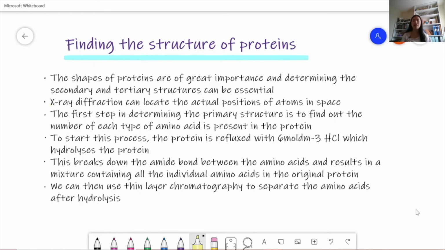Now we're going to look at how to find the structure of proteins. So the shapes of proteins are of great importance, and determining the secondary and tertiary structures can be essential. And X-ray diffraction can locate the actual positions of atoms in space.